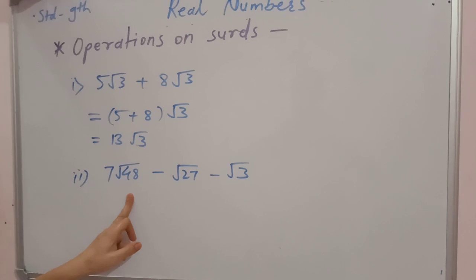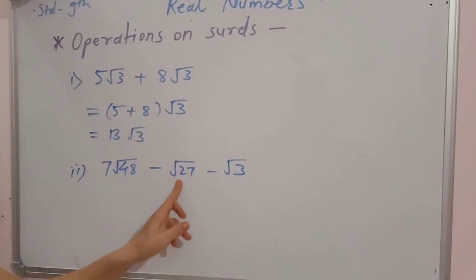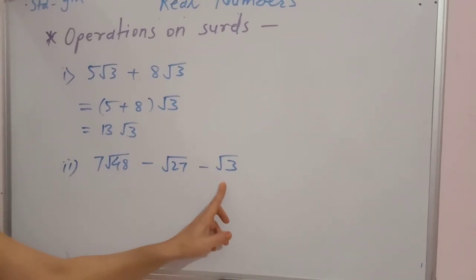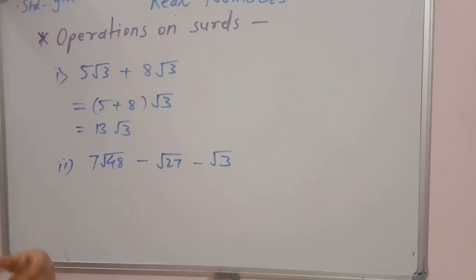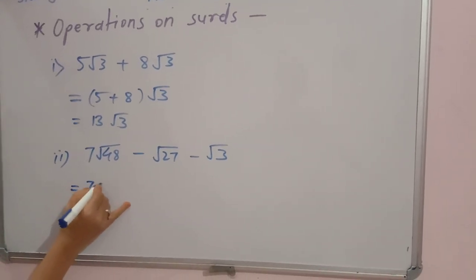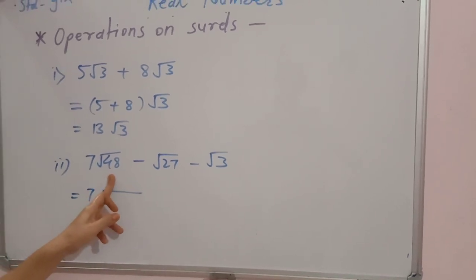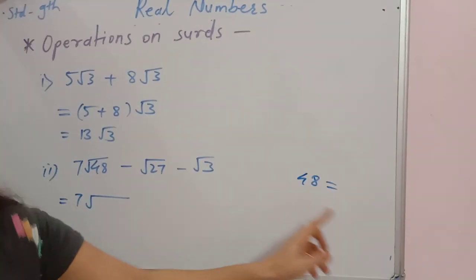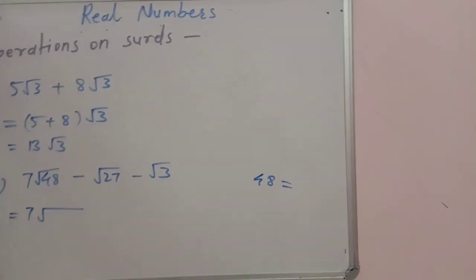Now the next example: 7 root 48, root 27 and root 3. Now these are not like surds, or you can write each surd in the simplest form and then see whether they are like surds or not. So how can you write 7 root 48 in simplest form? For that you have to factorize 48. 48 is the product of which two numbers? What is better here is that one factor should be a perfect square number.